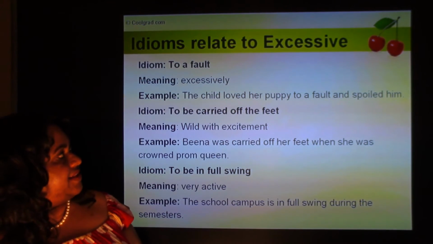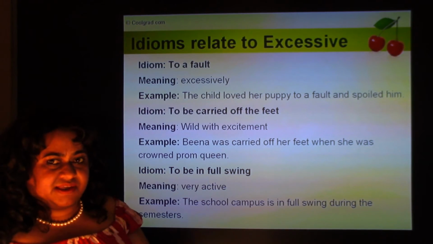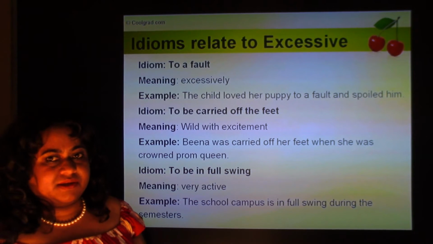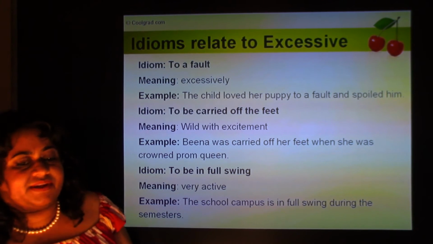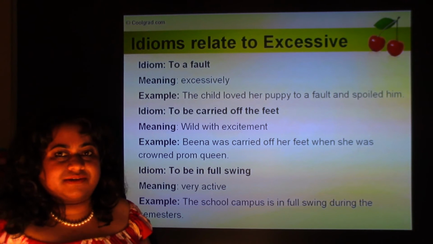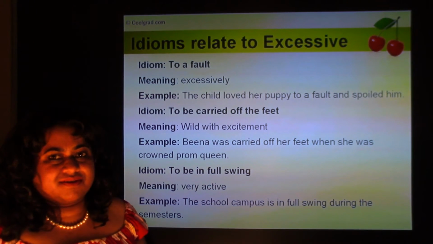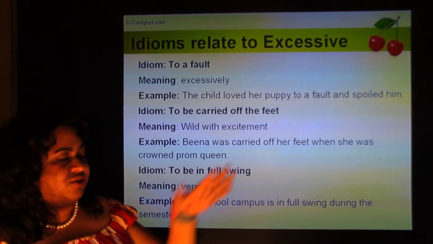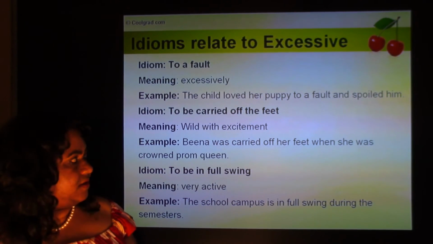Idioms related to excessive. To a fault means excessively. The child loved her puppy to a fault and spoiled him. It doesn't necessarily have a negative connotation. You say, I love my mother to a fault. Means I just love her so much. That's all it means. It's nothing to do with having a fault.